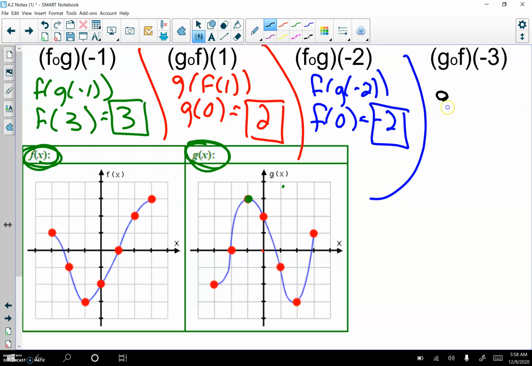And last one, g of f of negative 3. So when we go to the f of x, when x is negative 3, the graph is at 1. So f of negative 3 is just 1. And then g of 1 is negative 1.